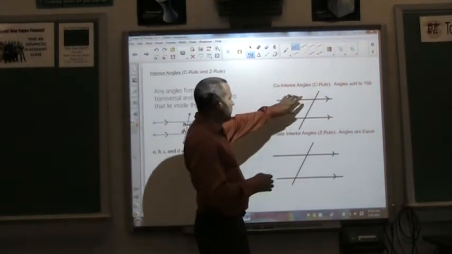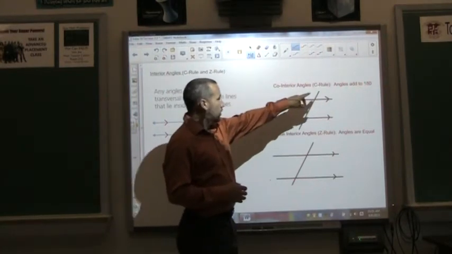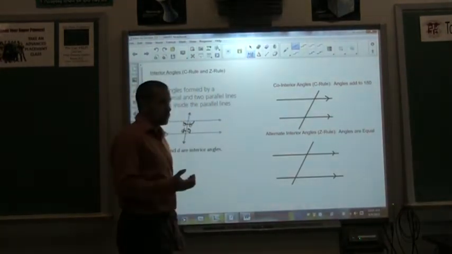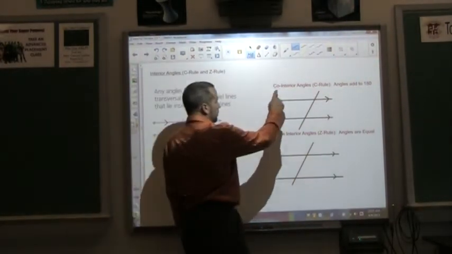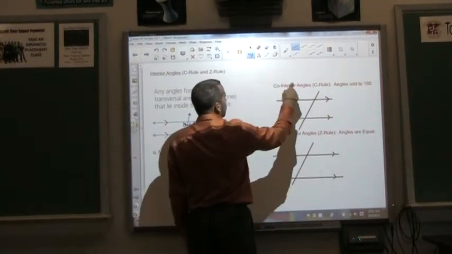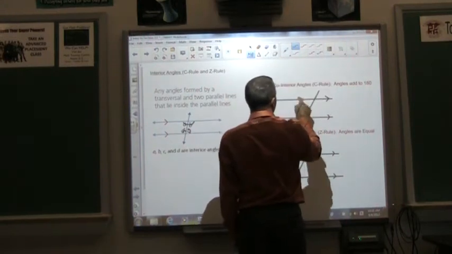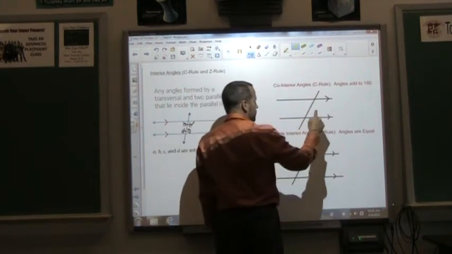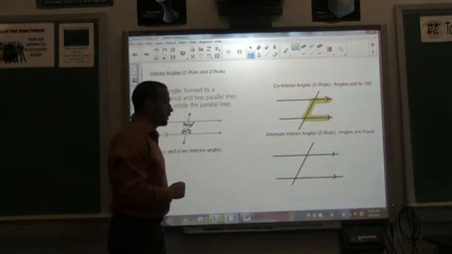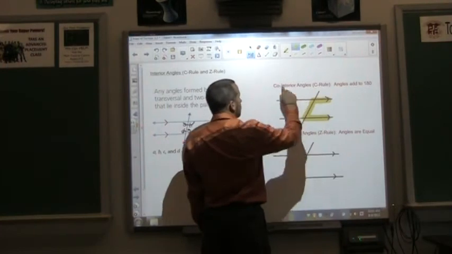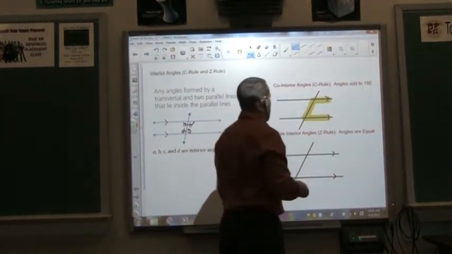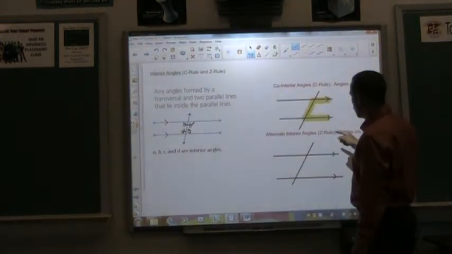So let's look at the first one. I give it the shortcut name of the C rule, and you will see why here in a second. When I was going to school, that's what we called it. Your textbook was calling it co-interior angles. And so, to do a quick little highlight of what we're looking at here, the C rule, and the reason it's called the C rule is because it applies like this. You can see it makes the C letter, and we're going to be looking at, as it said before, co-interior, so angles on the same side.